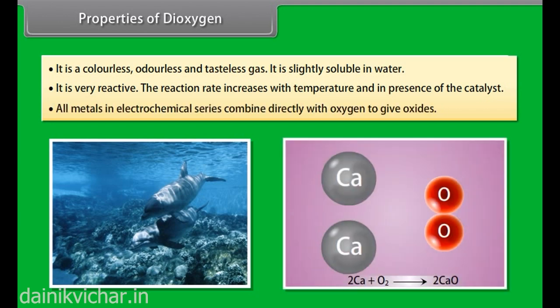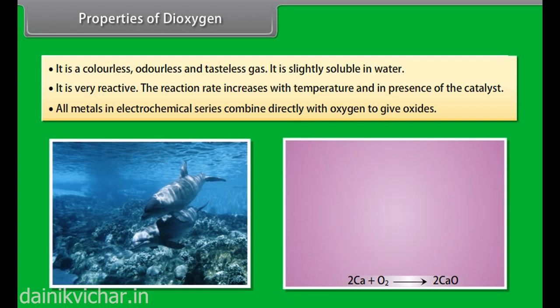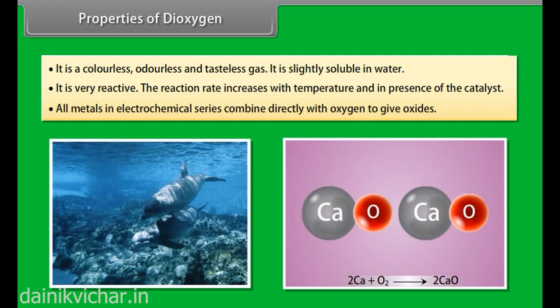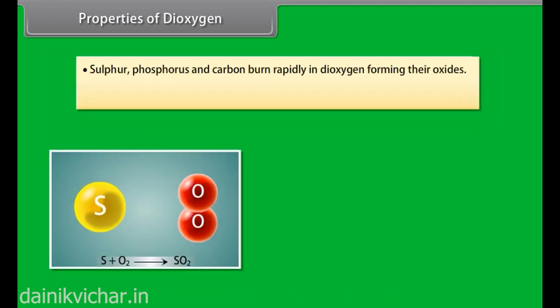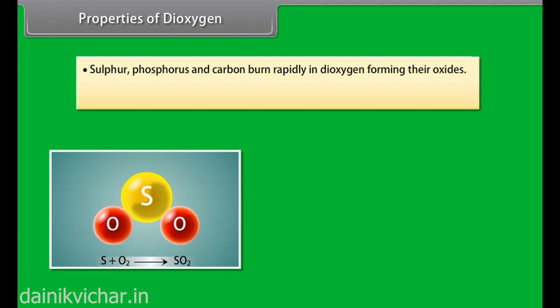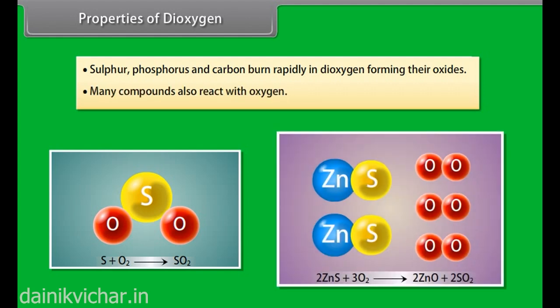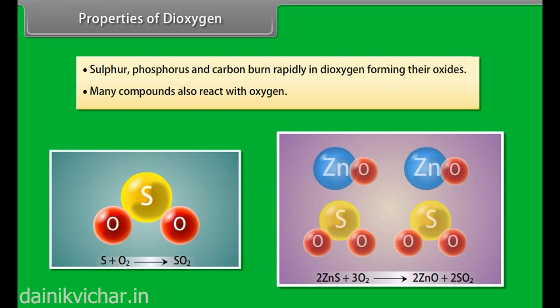All metals in electrochemical series combine directly with oxygen to give oxides. Sulfur, phosphorus and carbon burn rapidly in dioxygen, forming their oxides. Many compounds also react with oxygen.